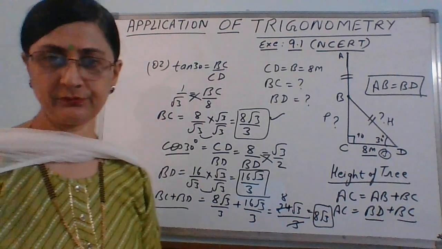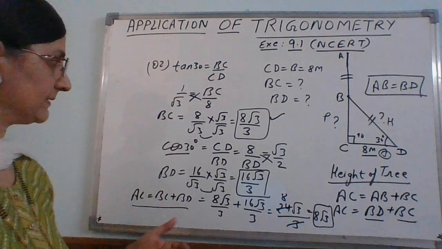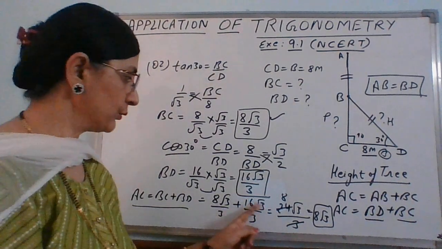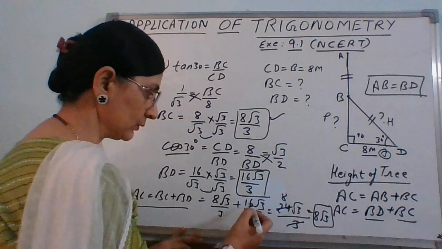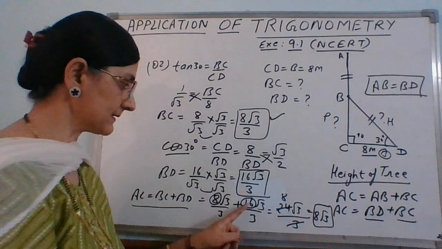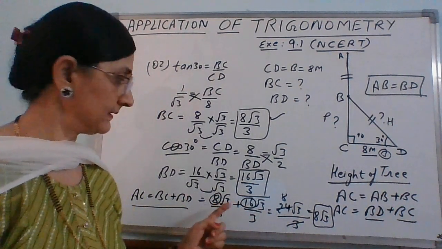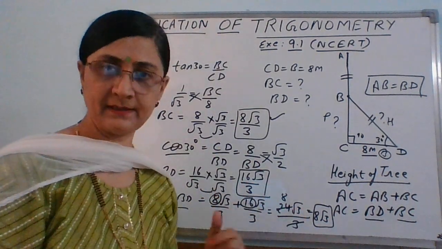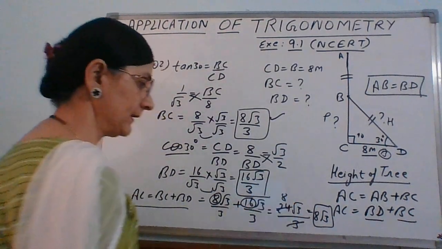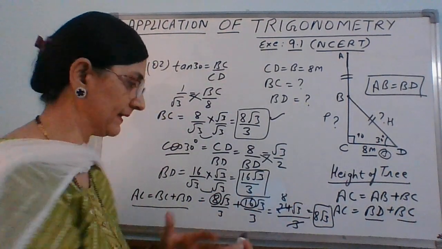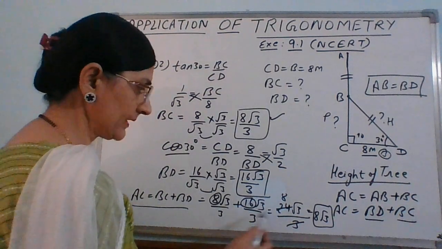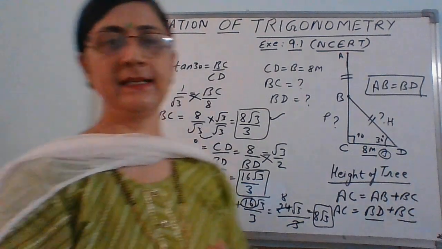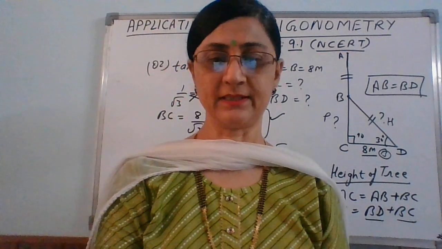Then in order to find the height of the tree, AC, that is BC plus BD, just add them up, this and this. The LCM was the same, write 3. 16 and 8, root and root, right? Those don't get added, the numbers in front get added. 16 is like 8x and 16x; x doesn't get added, x stays. So 8x plus 16x is 24x. It is just like that only. So root 3 stays. You just add up the numbers in front of it. 16 plus 8 is 24, and cutting with 3 gives 8 root 3. So this is the height of the tree. So this will be solved. Now let us see the next question.